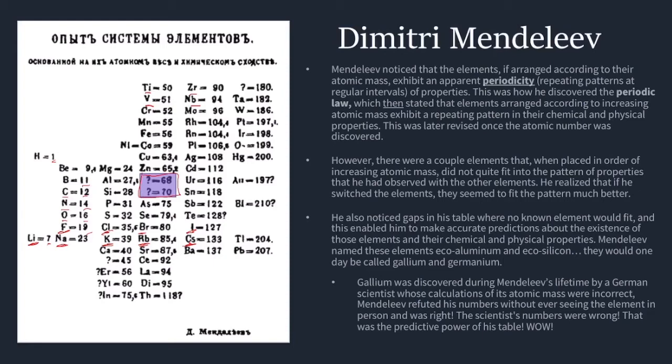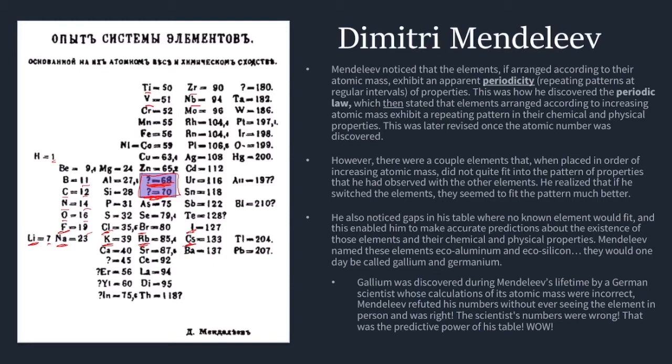gallium and germanium, what we call them now, but Mendeleev called them eco-aluminum right here and eco-silicon. Because on our periodic table they're directly below aluminum and silicon, and on his periodic table they were directly after those two elements. But he called them eco-aluminum and eco-silicon because they're going to kind of echo the properties of those two elements. They're going to have similar chemical and physical properties.